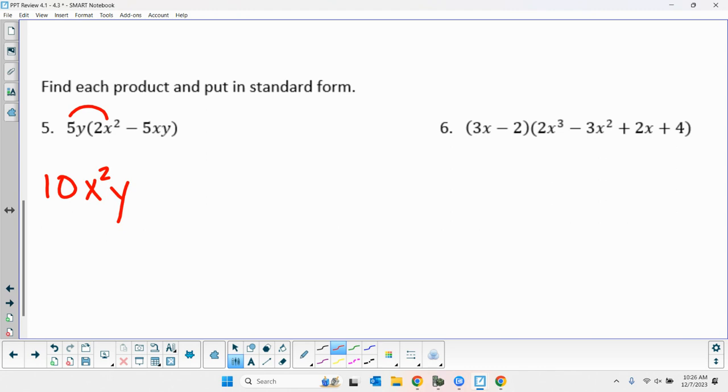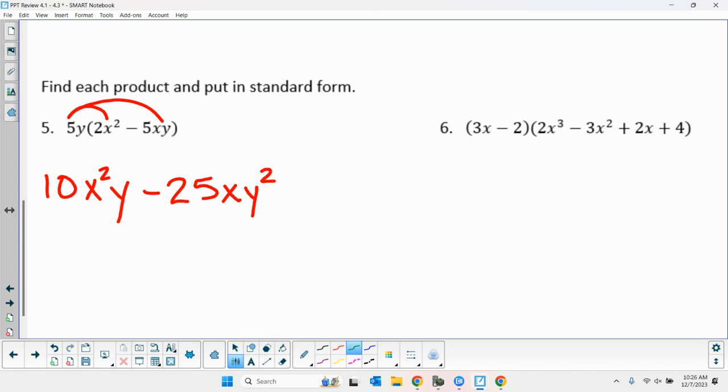If you didn't put them in the right order, I'm not going to mark it off, but that's usually what you'll see. You guys, A's and B's, you'd see A first, then the B's, X's and Y's. You'd see the X first, then the Y's. All right, then also 5y times negative 5xy is negative 25x, and then there's a y outside and a y inside, so that's y squared.